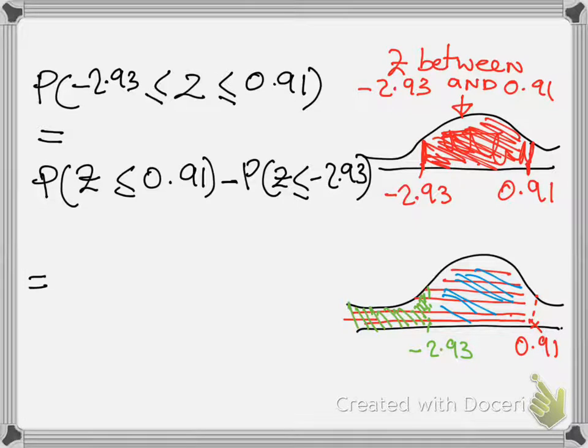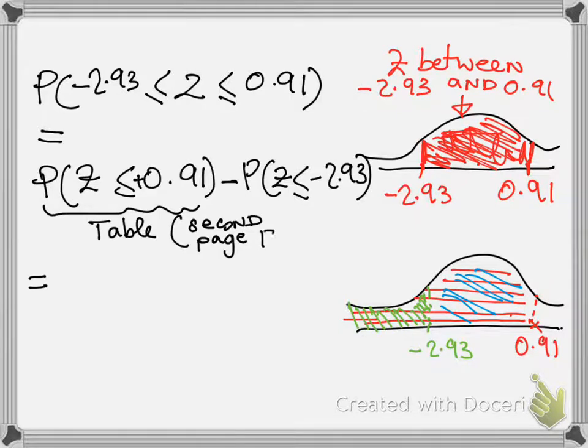Now, what's this area here to the left of 0.91? We have to use the table. Be careful here, this is positive, so you need to use the values in the second page for positive. This is very important, guys. Make sure that you're using the right page. First page is for negative z's, and the second page is for positive z's.